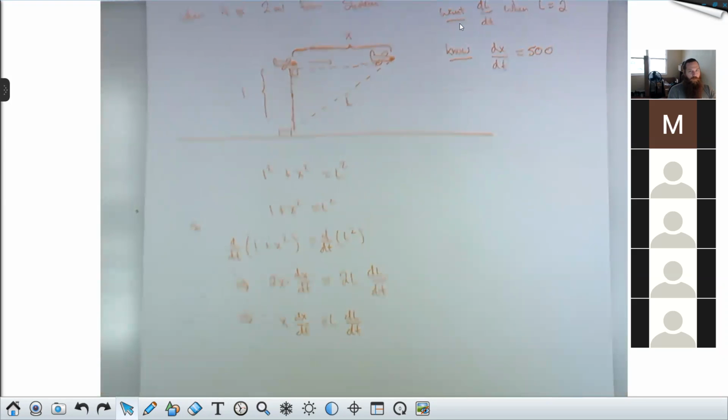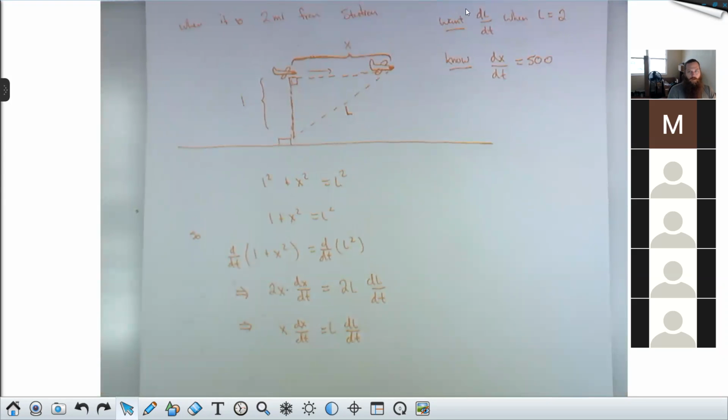So let's refocus on what we want and what we know. We want dL/dt at the moment when L is 2. I know that dx/dt is 500. So I can plug in 500 for dx/dt. I can plug in 2 for L, but I still need to figure out x. This happens often in these related rates problems. You get here, and then you have to ask yourself, what is it I need to finish the problem? I divided both sides by 2 for this, so the 2's go away.